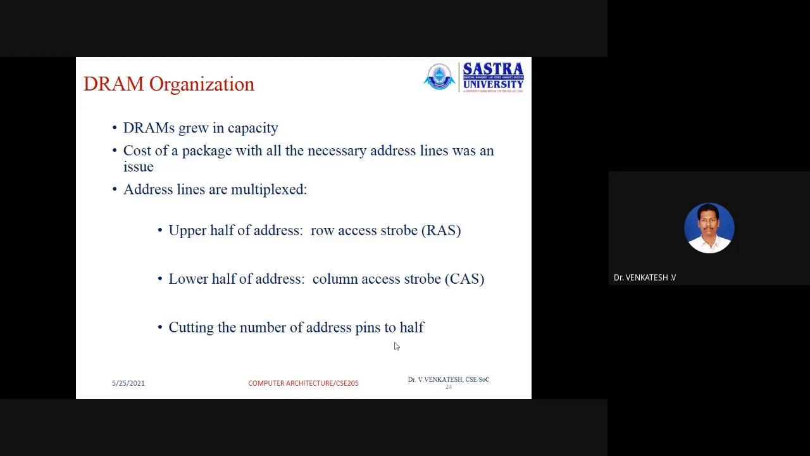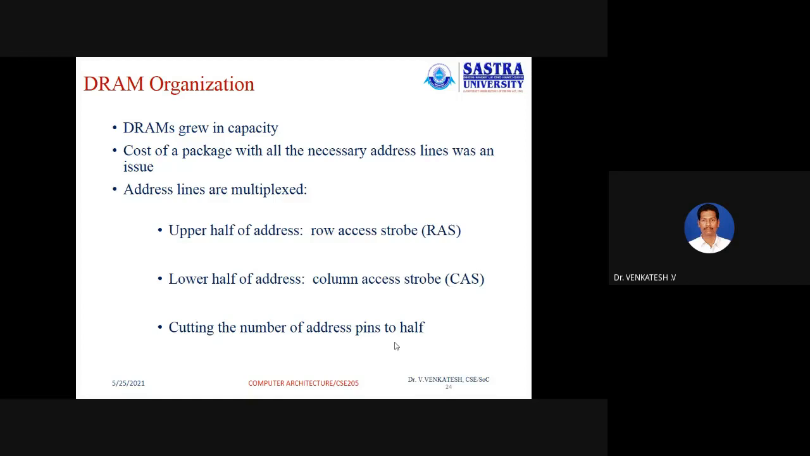So the upper half of the address can be the row access probe. We will call it the row address. Upper half means, for example, you are going to have 16 bits. Upper half means 8 to 15, lower half means 0 to 7. So that upper half is going to be connected to the row access probe. The lower half of the address lines is going to be called the column access probe.